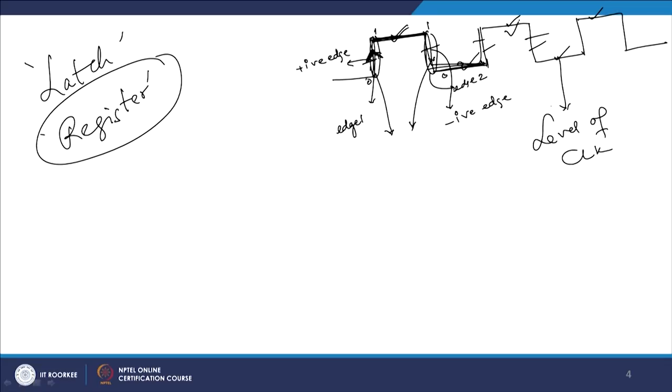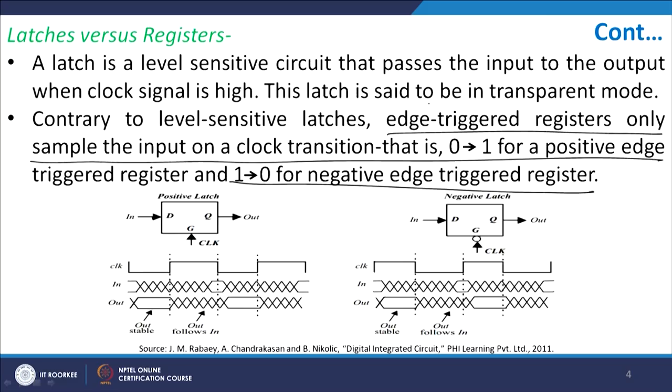Level triggering is when your output levels are fixed to either high or low, and at that point of time the data is sampled inside, then we define that to be a latch. Let me give you the difference. A latch is a level sensitive circuit that passes the input to the output when the clock signal is high. Then the latch is said to be in transparent mode. If the latch is able to transmit my data from input to output while the clock is high, we define that as a level sensitive design, primarily a latch. You can also pass it at low values of 0, so do not worry about that, but that is a latch.